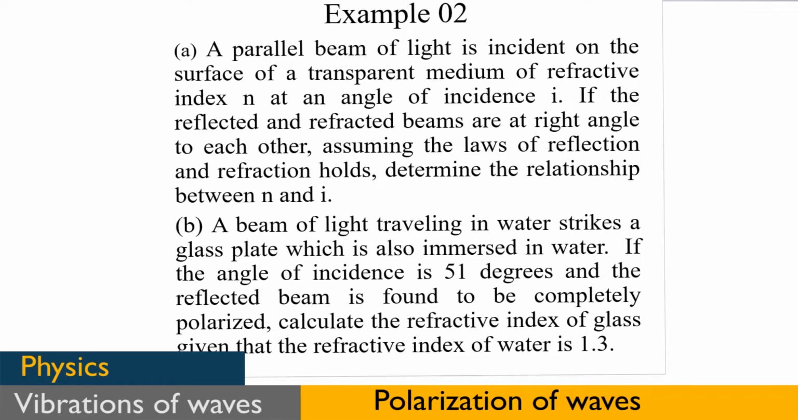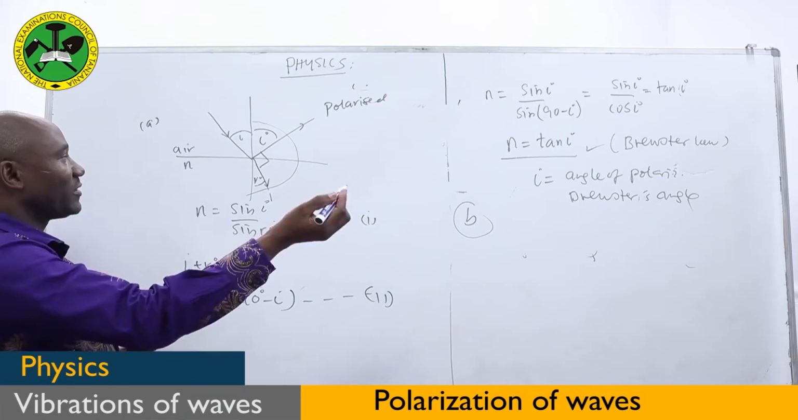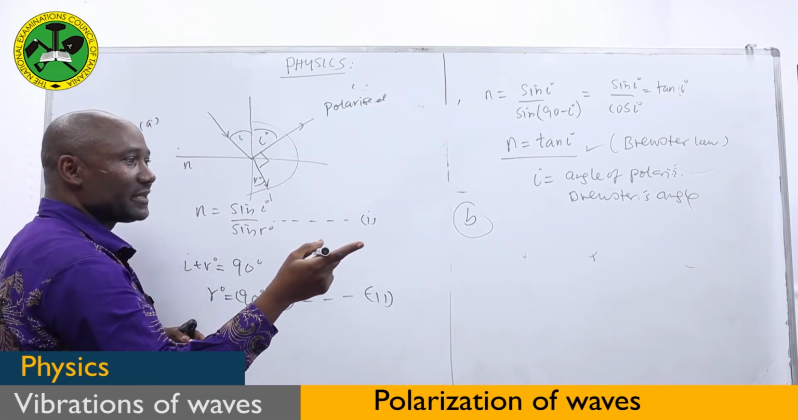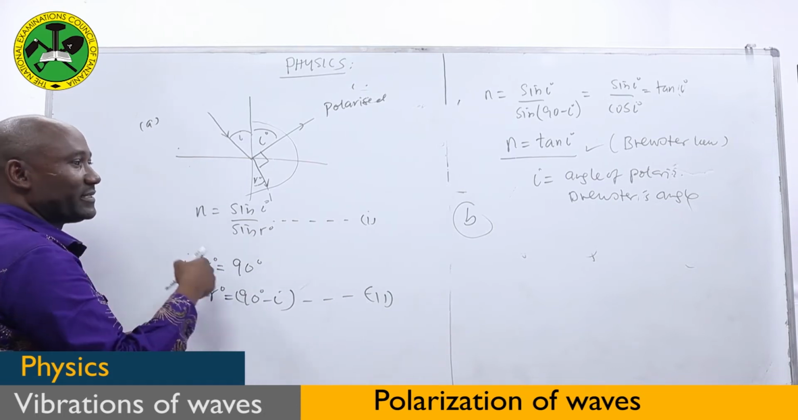A beam of light traveling in water strikes a glass plate which is also immersed in water. If the angle of incidence is 51 degrees and the reflected beam is found to be completely polarized, find the refractive index of the glass, given that the refractive index of water is 1.3. The same concept here. Before it was air. Now it strikes the glass and is immersed in water.